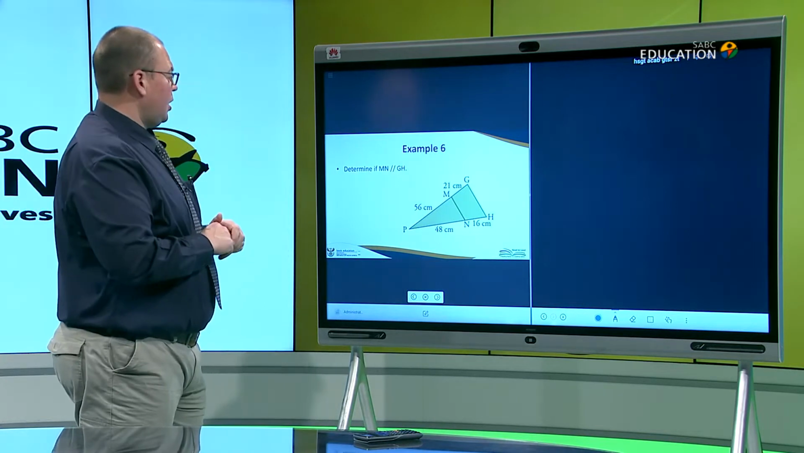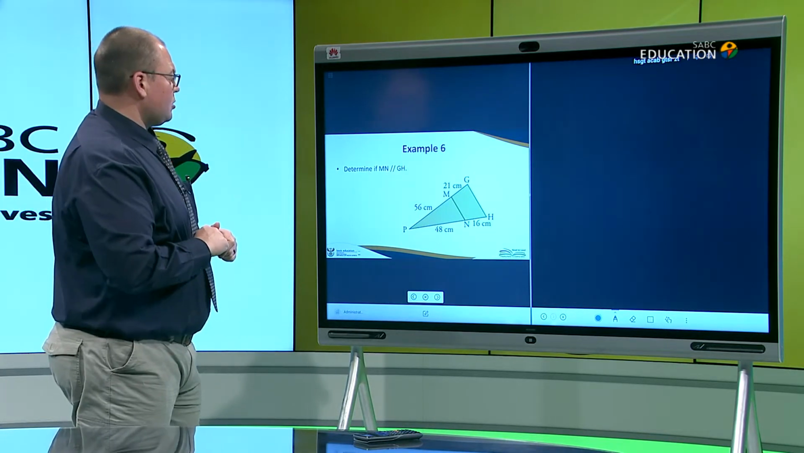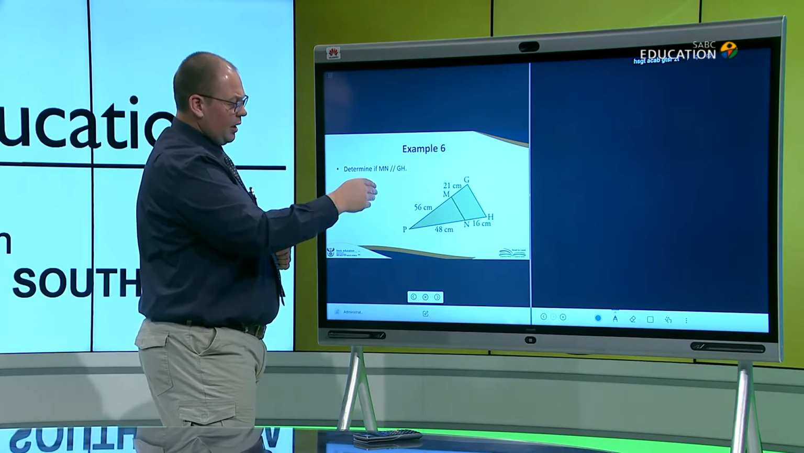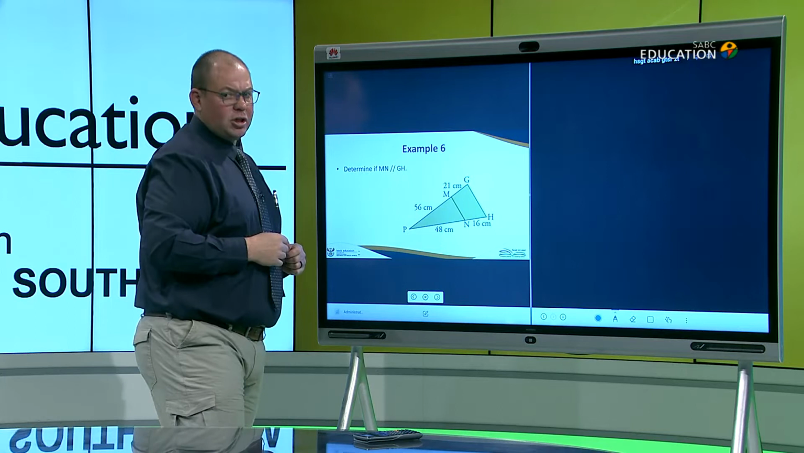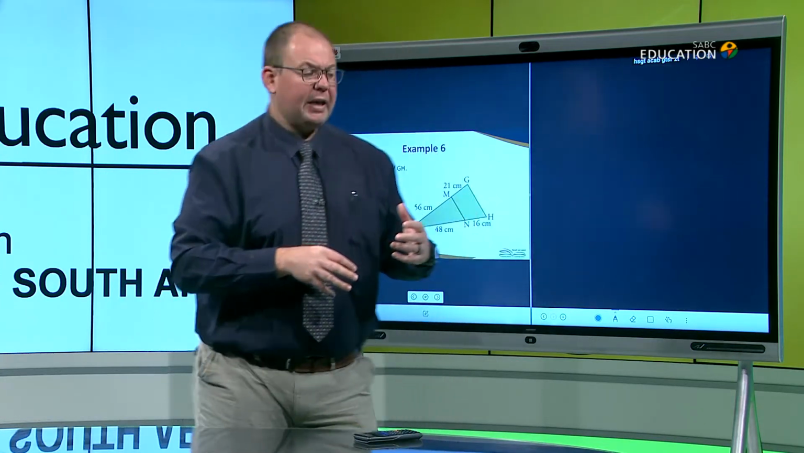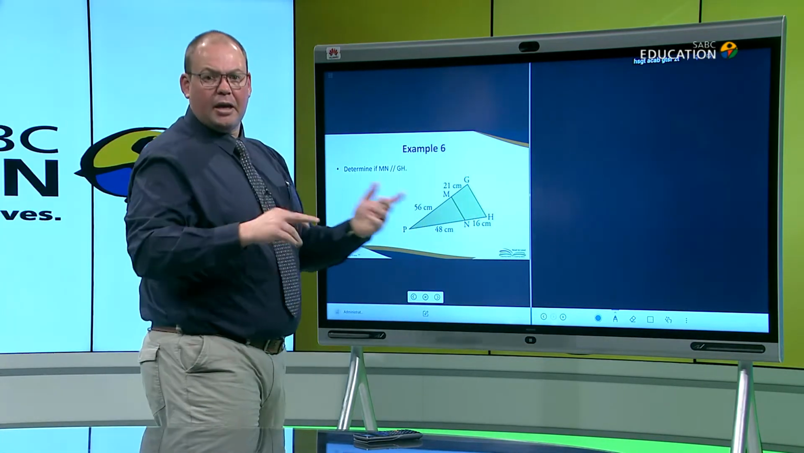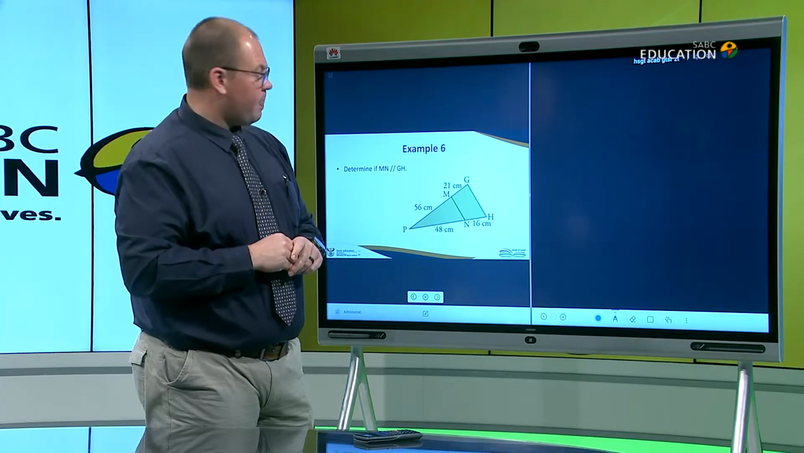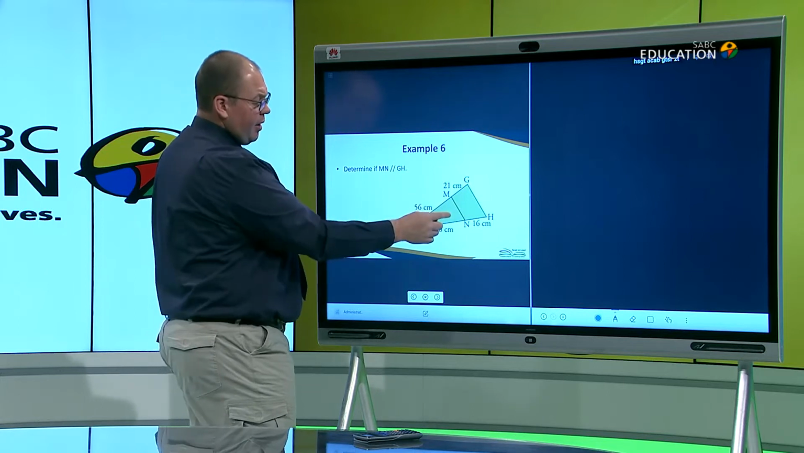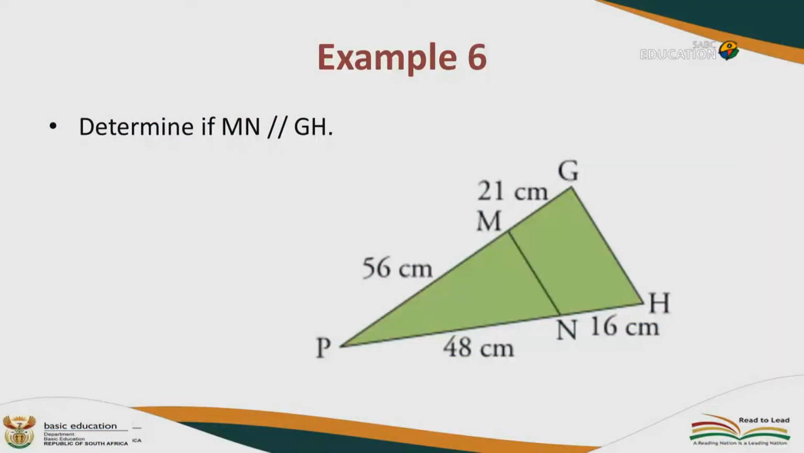So let's look at example 6. So now they ask you, determine if MN is parallel to GH. So what would be the difference between determine and prove? All right. So if they ask you to prove something, then you know it's true. You just need to show why. All right. If they say determine, then it can go either way. All right. So what would make MN parallel to GH?